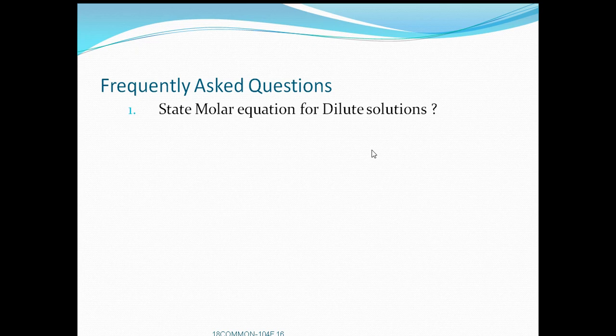Capital M1 into capital V1 equal to M2 into V2. So this is the dilution law equation, very simple. Okay.